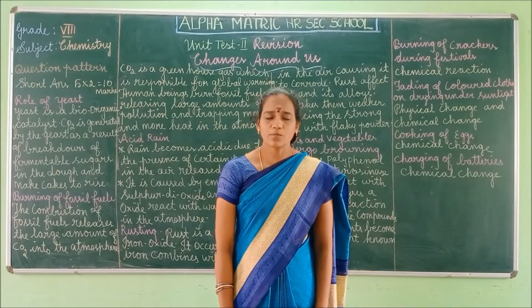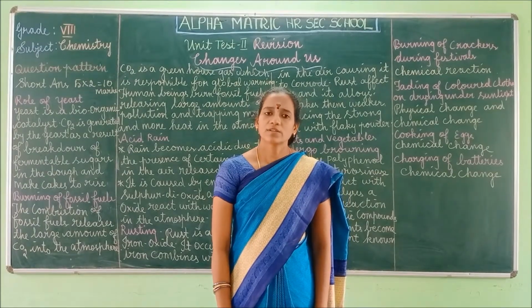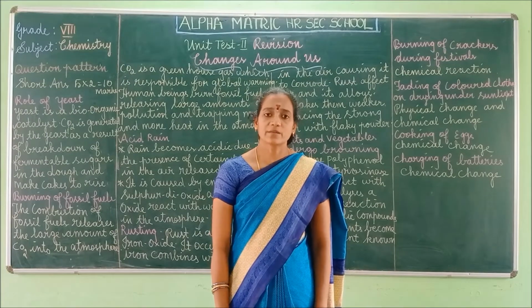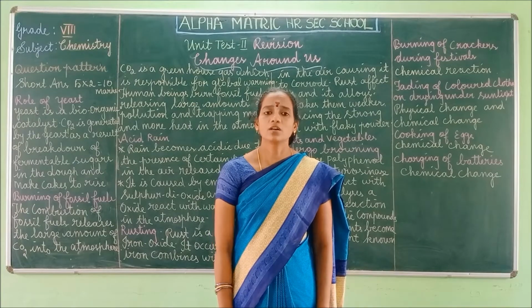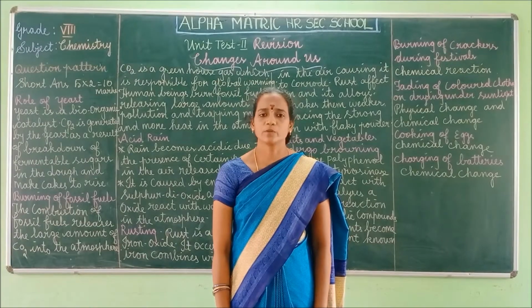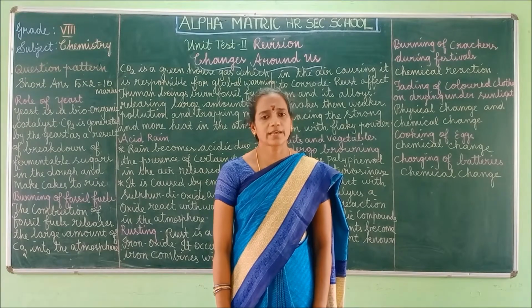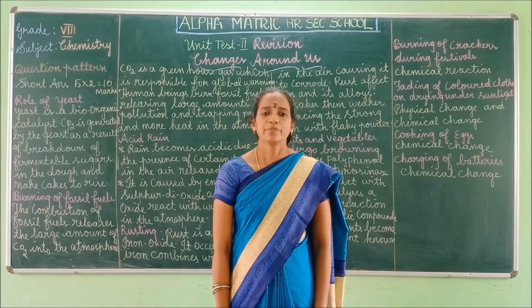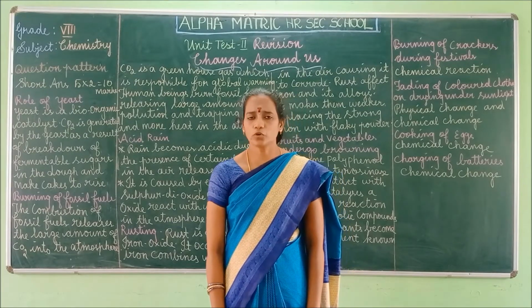For 30 marks you are going to write the science test: 10 marks in physics, 10 marks in chemistry, and the remaining 10 marks in biology. All are short answers only. You will get 5 questions, and each question carries 2 marks. So 5 into 2 is 10 marks out of the 10 marks in each subject.